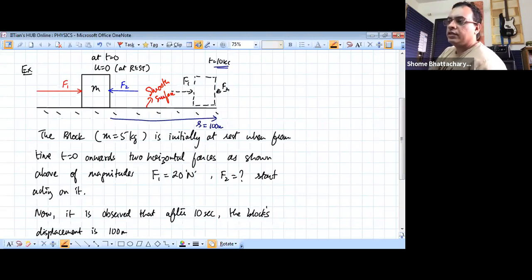So take down the values that are given over here. And in this, you take g, the acceleration due to gravity's magnitude, as 10 meters per second square.